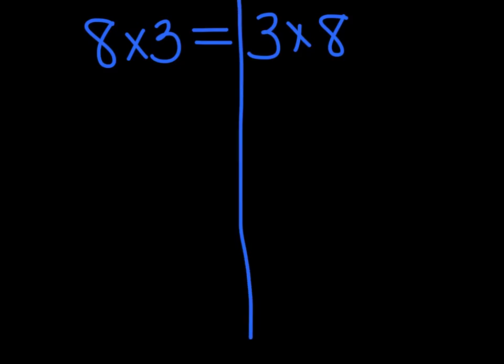I want you to look at the difference. Why don't you do it with me? So this one says 8 groups of 3, so I'm going to have 8 going down. 1, 2, 3, 4, 5, 6, 7, 8. 8 with 3 in each one.